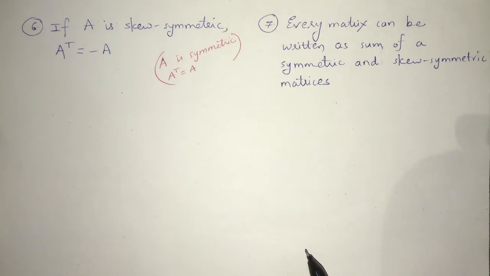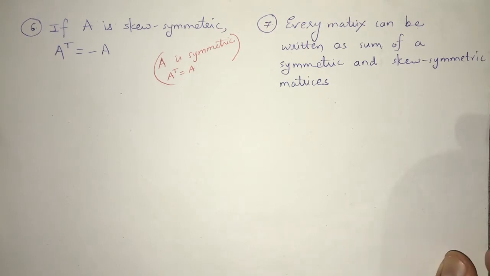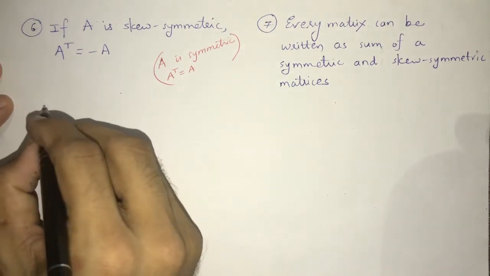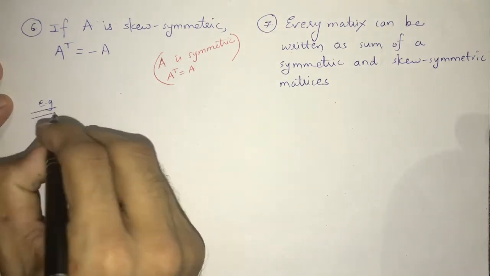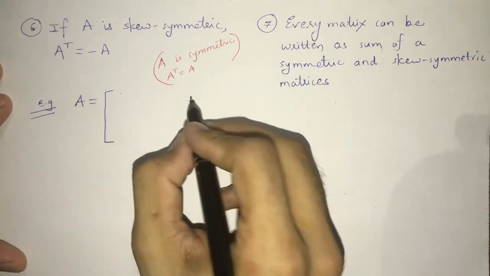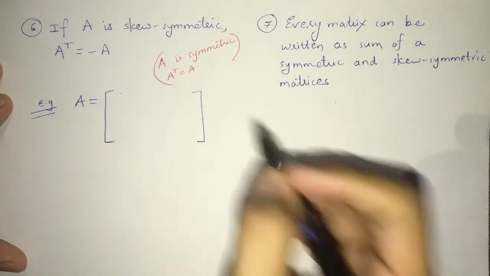Now we have the next property, which says that if A is skew symmetric, then we have A transpose as minus A. If A is skew symmetric, A transpose is minus A. So let us again take an example to understand this. And as I said, we are going to take square matrices.